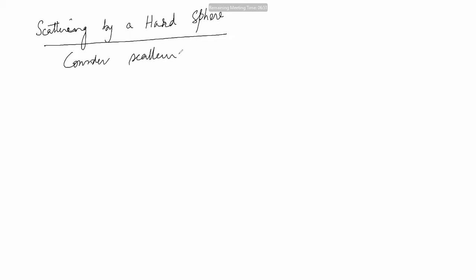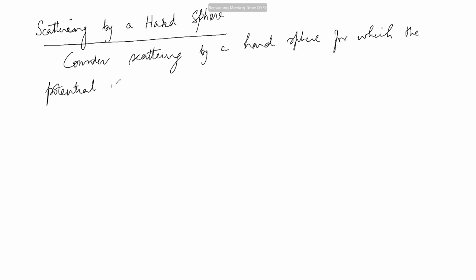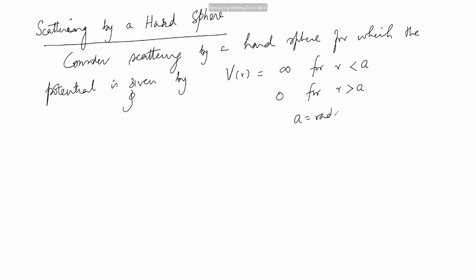Therefore, what we are considering is scattering by a hard sphere for which the potential is given by V(r) equal to infinity for r less than a, and V(r) is 0 for r greater than a, where a is the radius of this spherical potential.